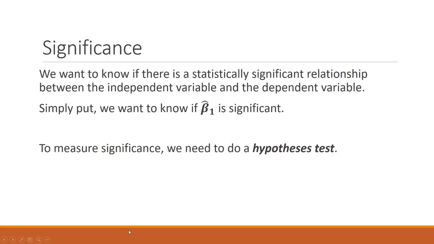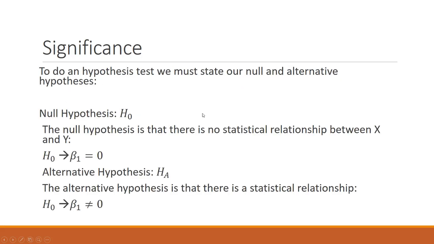Let's see what that looks like. We want to know if there is a statistically significant relationship between the independent variable and the dependent variable. So simply put, we want to know if beta 1 hat is statistically significant. To measure significance, we need to do a hypothesis test. So we're going to do a hypothesis test on beta 1. What does a hypothesis test look like on a parameter estimate? Let's take a look. To do a hypothesis test, we must state a null and an alternative hypothesis.